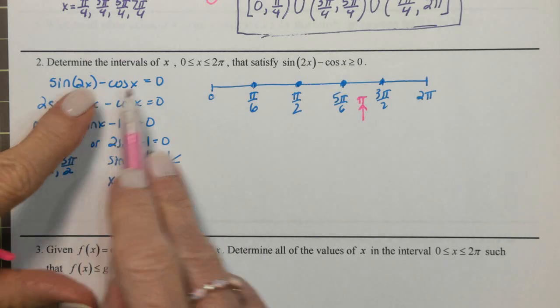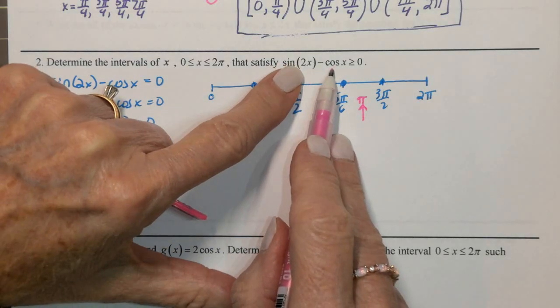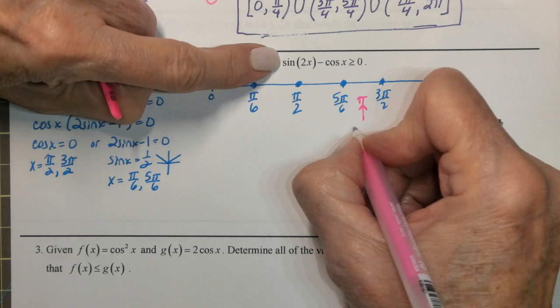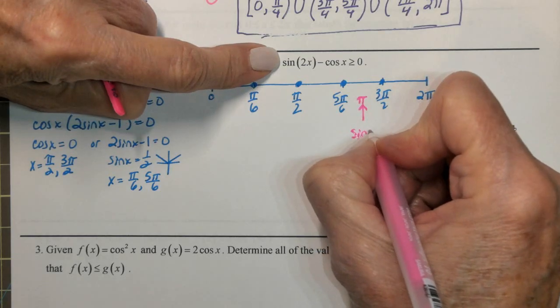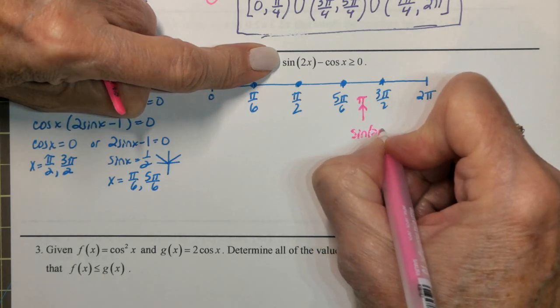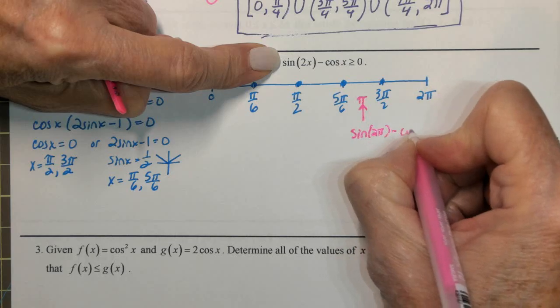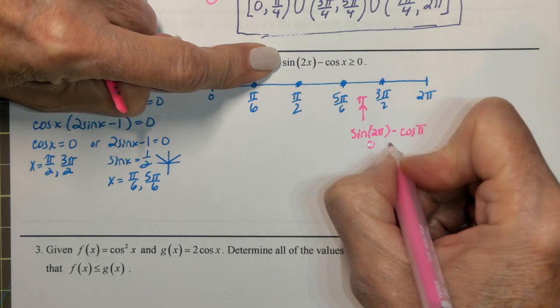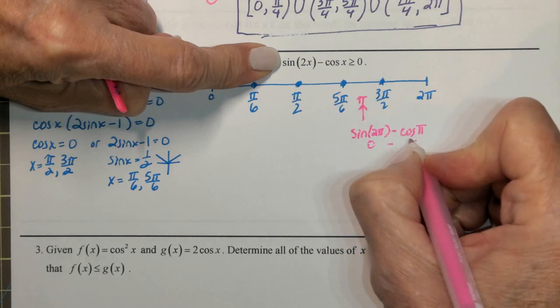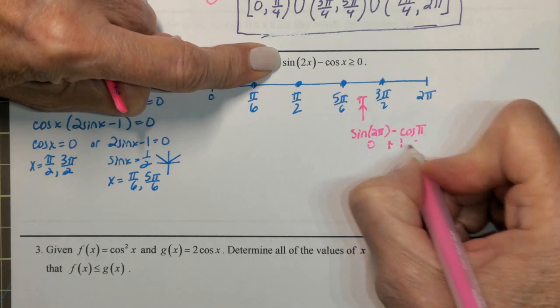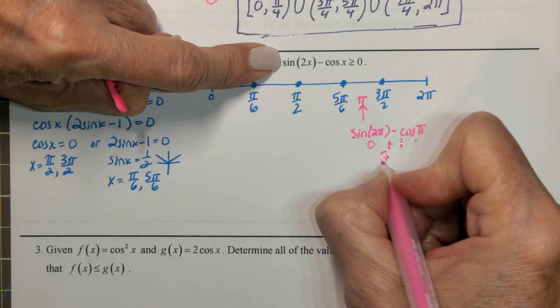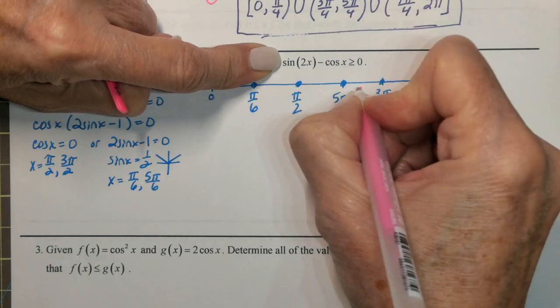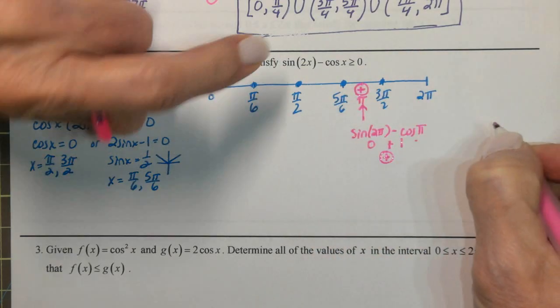So I'm coming back to our original. So that's going to be sine of 2 pi minus cosine of pi. Well, sine of 2 pi is 0. Cosine of pi is a negative 1. That's going to make that a plus 1, so that's going to be positive. This is positive in here.